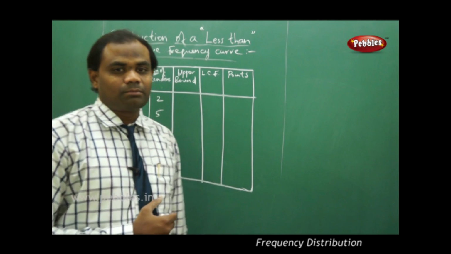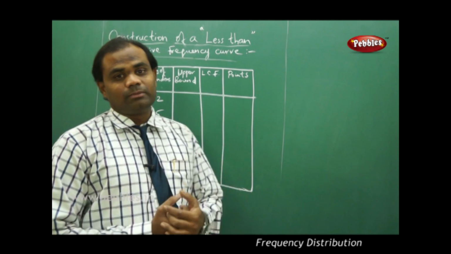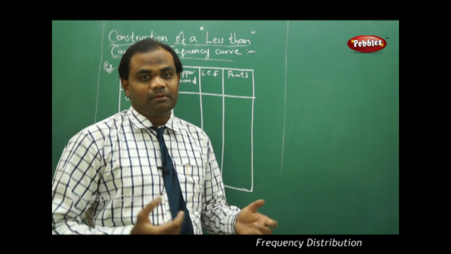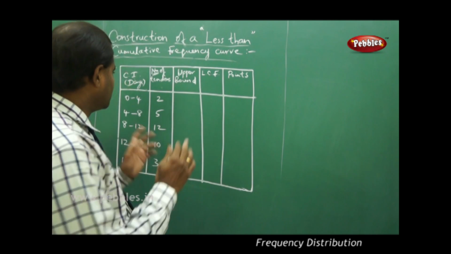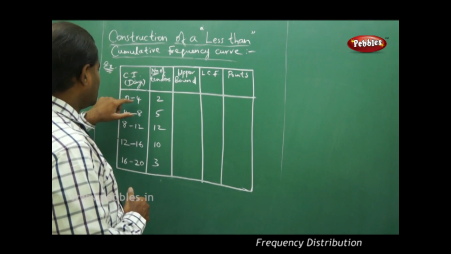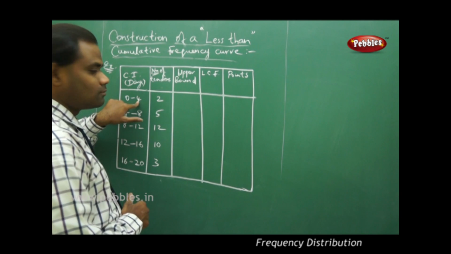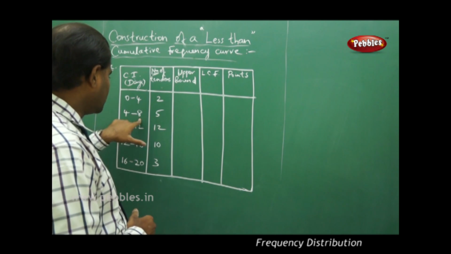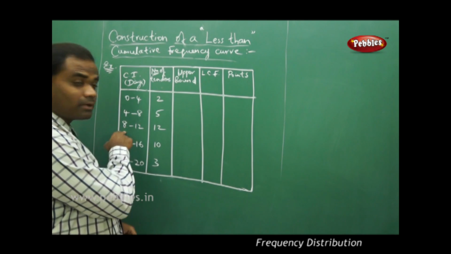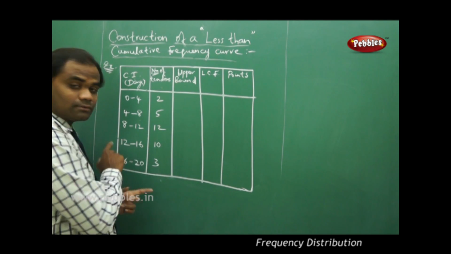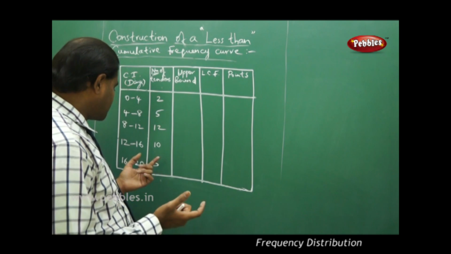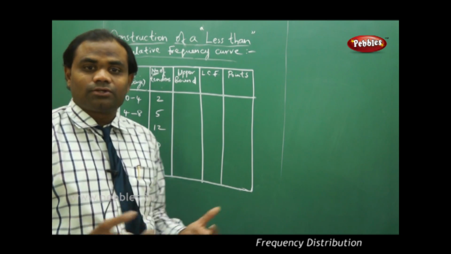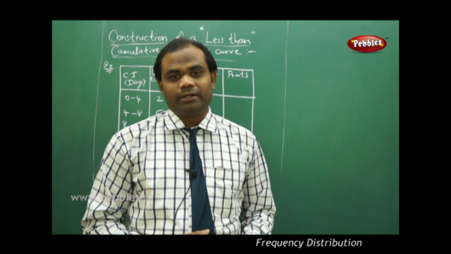Now for this example problem, I'll be constructing a less than cumulative frequency curve. But before this, let me understand this problem in real life. So I have 2 tenders from 0 to 4 days. I have 5 tenders who have been working from 4 to 8 days. I have 12 tenders who are working from 8 to 12 days and 10 tenders working from 12 to 16 days and 3 tenders working from 16 to 20 days is what I understand in real life.